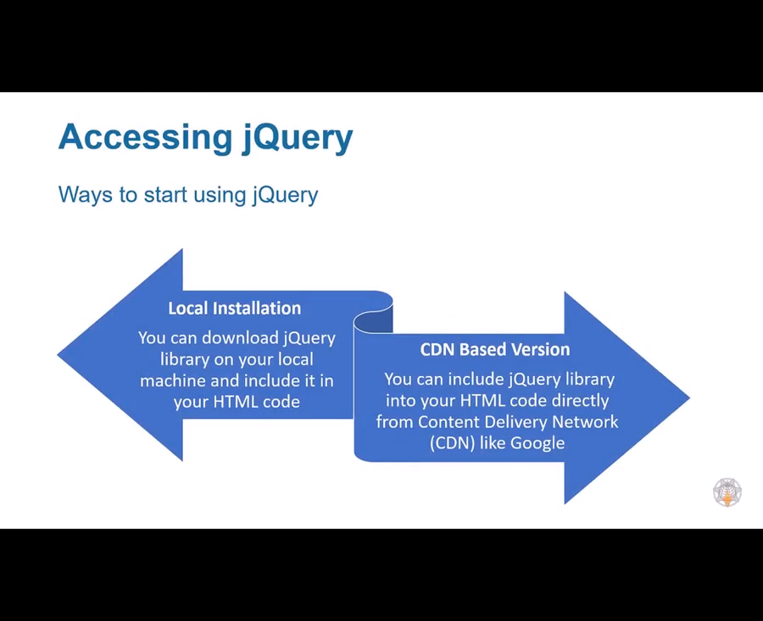Now we will see how to access jQuery in your code. There are two different ways of using jQuery. The first is the local installation. In this, you can download the jQuery library on your local machine and include it in your HTML code. The second way is using a content delivery network, also called the CDN based version. You can include the jQuery library into your HTML code directly from a CDN like Google.